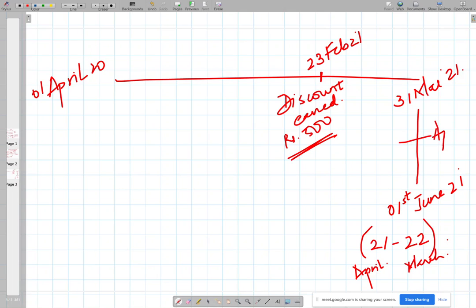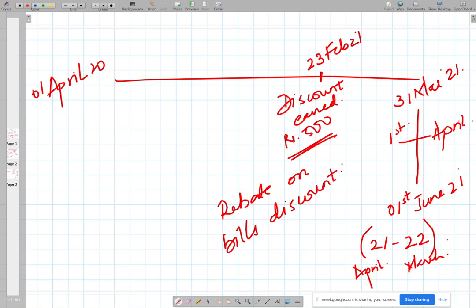The next financial year will start somewhere here, after 31st March, on 1st April. So the bill maturity falls in the next financial year. Now this is called rebate on bills discounted. It's nothing but a sort of an unearned discount. You earned it this year, but the bill is maturing next year, so you cannot show it as the current year's income.